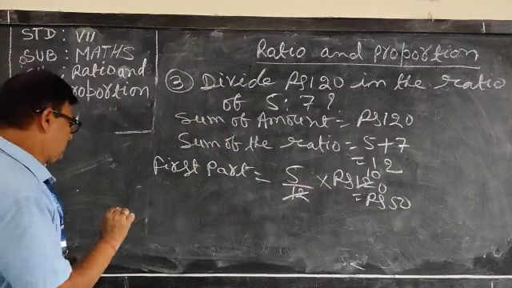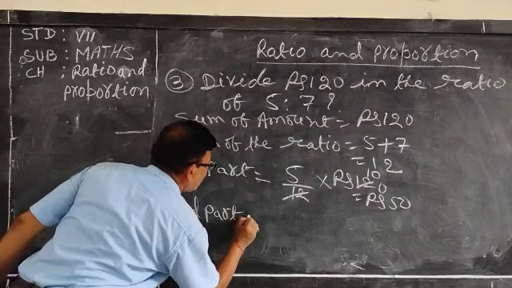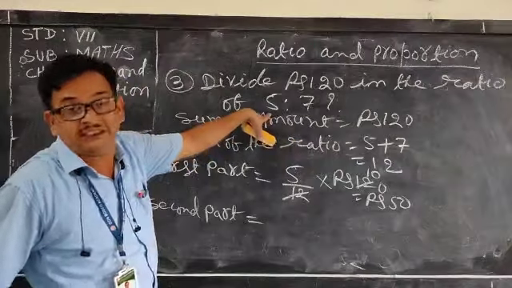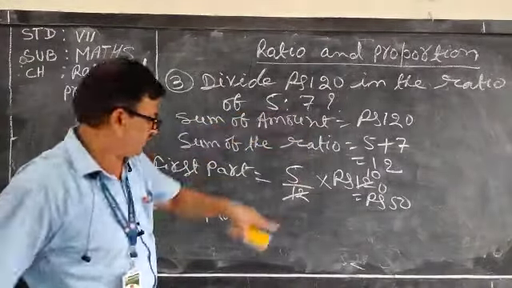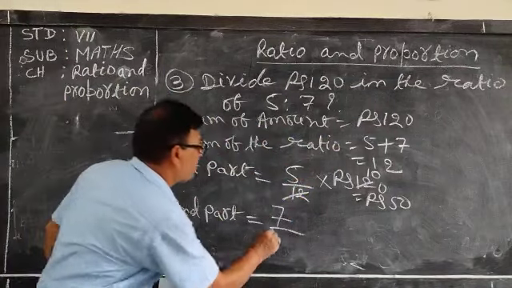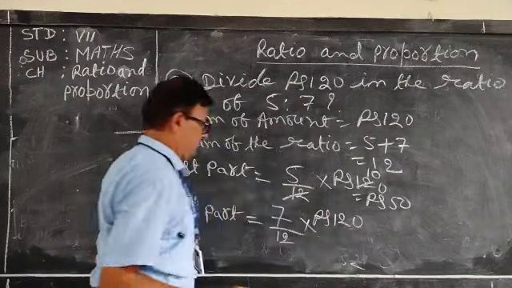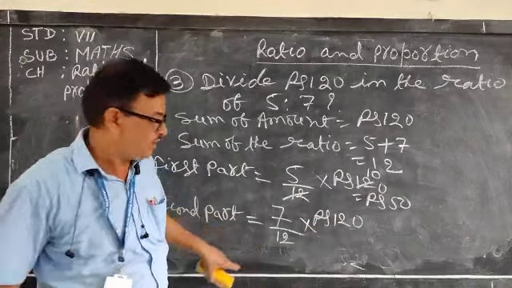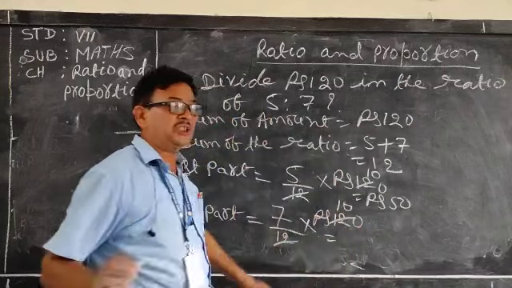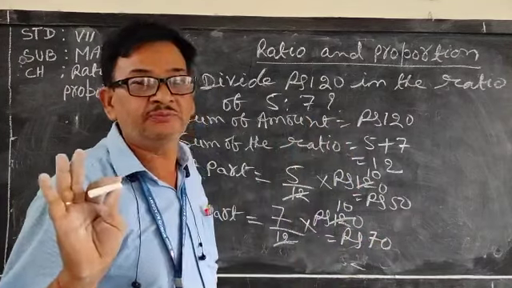Now, the second part. What will you write? The second part is 7. In 5:7, the first part is 5, right? The second part is 7. And the sum of the total ratio is 12, 5 plus 7 is 12. And the total money is rupees 120. If you divide 120 by 12, what will come? 10 will come. 10 into 7, what is the product? Rupees 70. It is clear, understood?